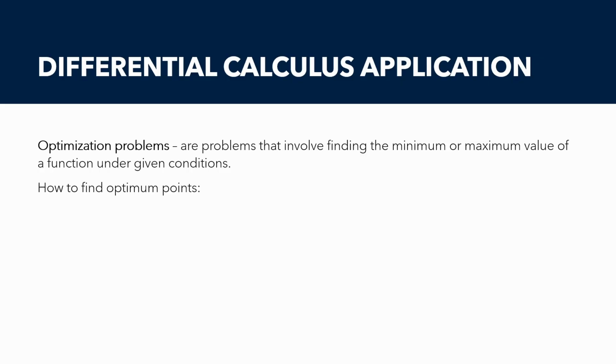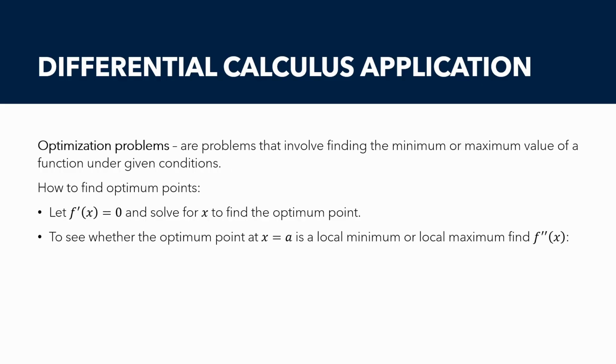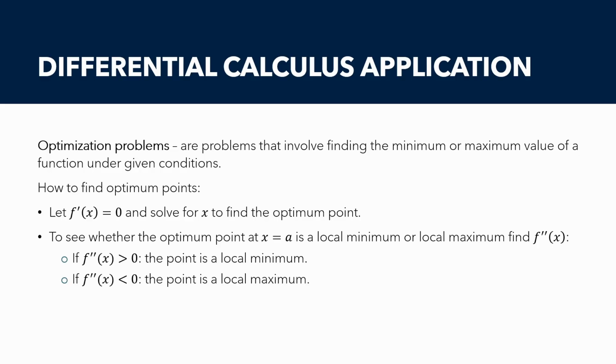How do we find the optimum point? First, we need to let f prime of x equal to 0, or the first derivative equal to 0, and solve for x to find the optimum point. To see whether the optimum point at x is equal to a is a local minimum or a local maximum, we find the second derivative of the function. If the second derivative is greater than 0, the point is a local minimum. And if the second derivative is less than 0, the point is a local maximum.